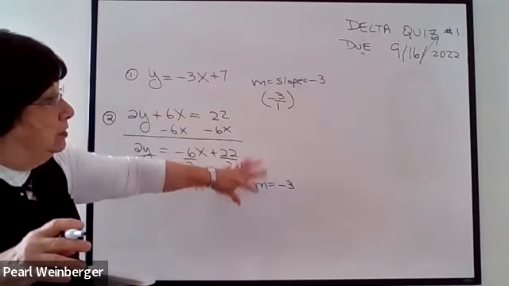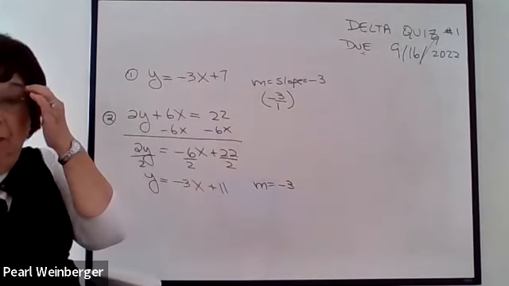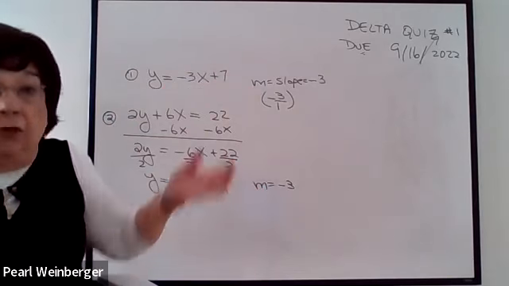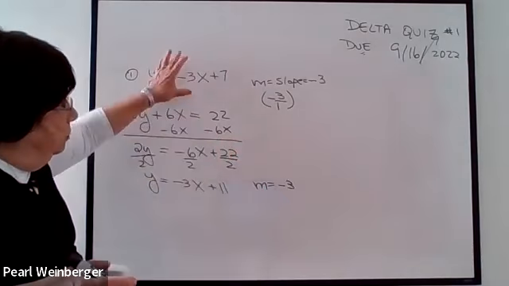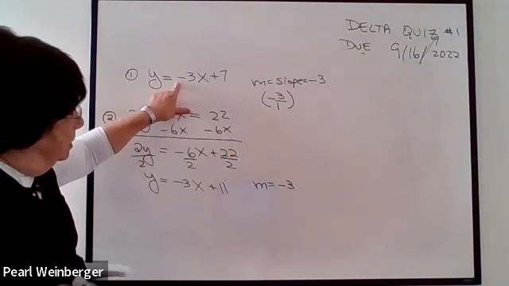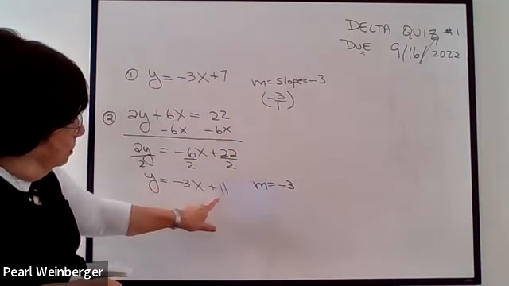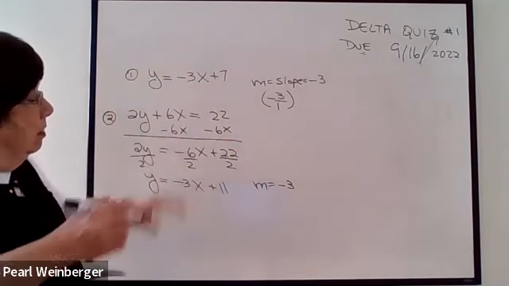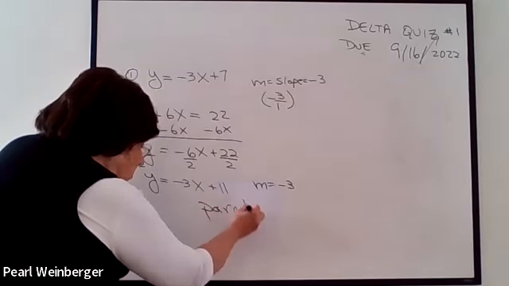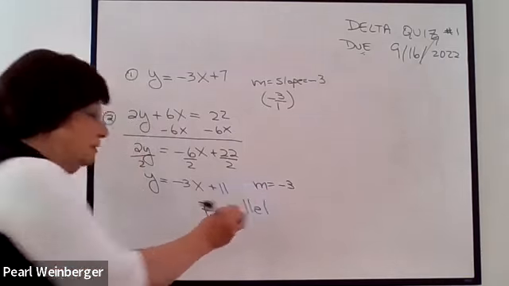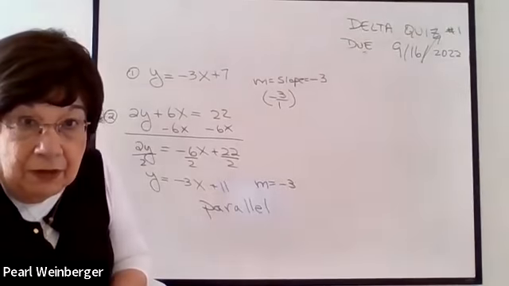Since these two lines have the same slope, but have different y-intercepts, it's two different lines. If they both had the same y-intercept and the same slope, it'd be just one line. We have two different lines here. This is y equals -3x plus 7. This is the line y equals -3x plus 11. These are parallel lines. So they do not intersect. They are not perpendicular. They happen to be parallel.